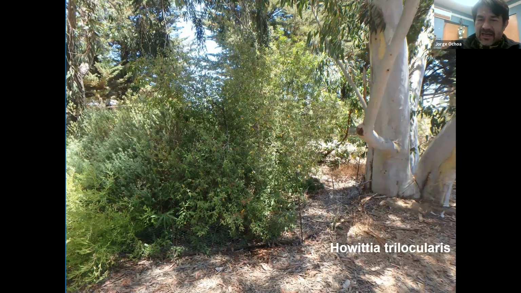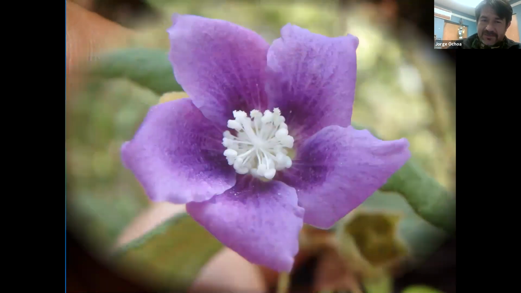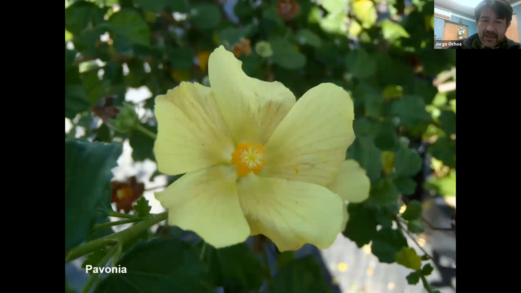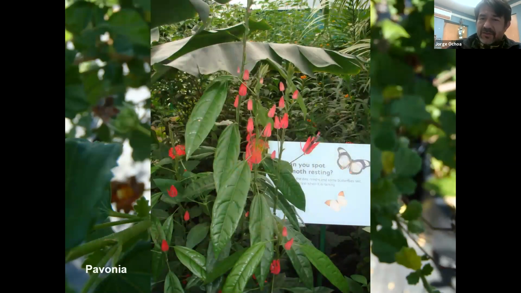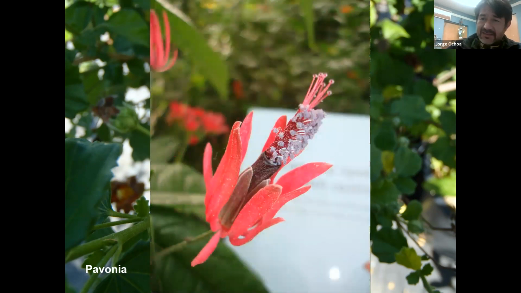Or the genus Hampea, here represented by these tiny, tiny, tiny mallow-like or hibiscus-like flowers. Or the genus Pavonia, which has several species that are very important for butterflies. And so here's Pavonia being used to feed nectar to butterflies in butterfly houses or butterfly areas in Europe.